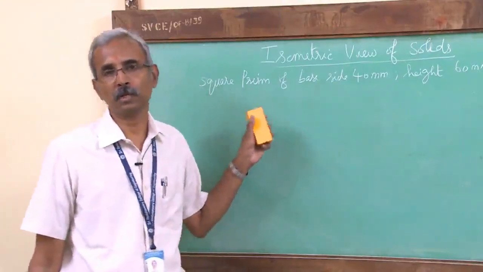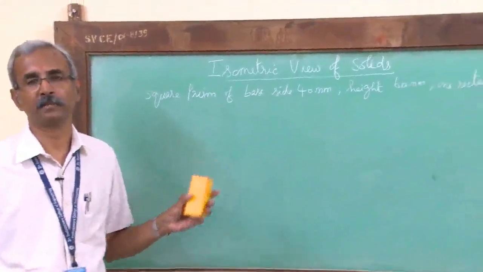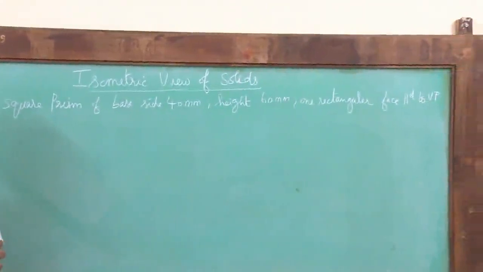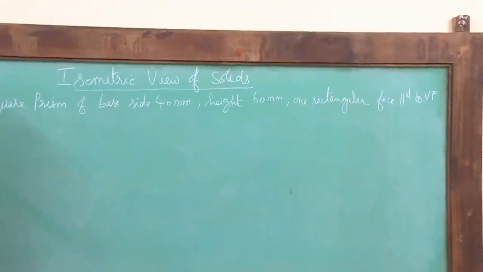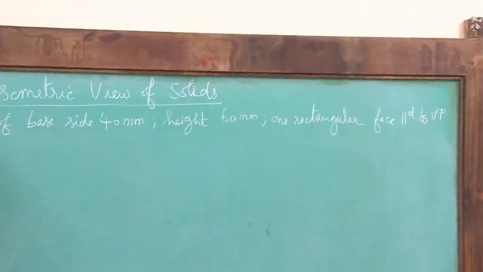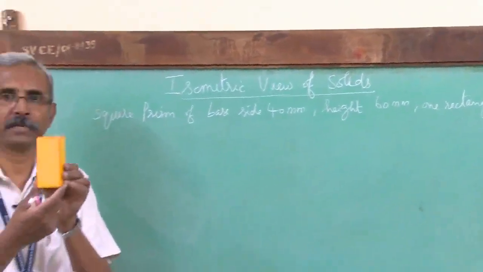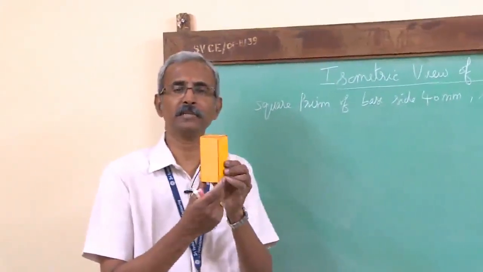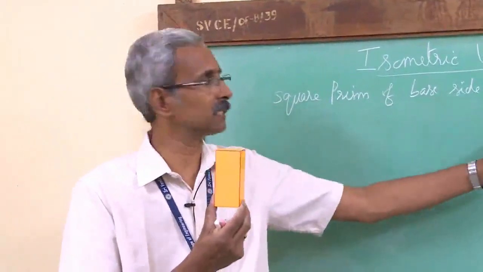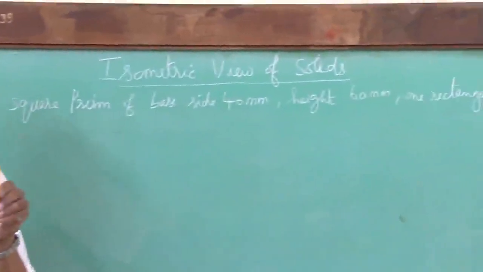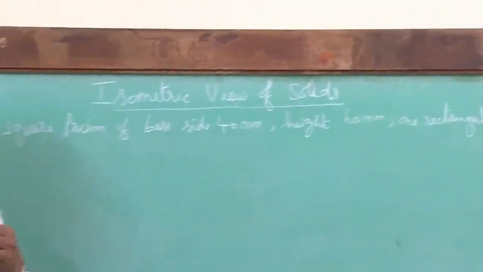Right. So now we'll see how to draw the isometric view of a square prism whose side is 40 and height is 60 millimeters, and the prism rests on HP on one of its ends such that one of its rectangular faces is parallel to VP. Because when it is resting on HP, it can rest like this, it can rest in any position. To fix the position, the additional constraint that's given is one rectangular face parallel to VP. Of course, being a square prism, if one face is parallel, the other face is also parallel.